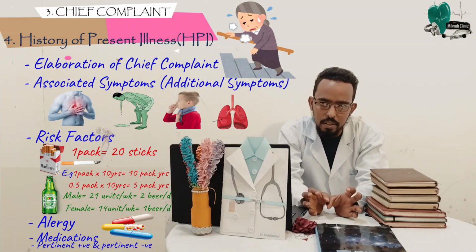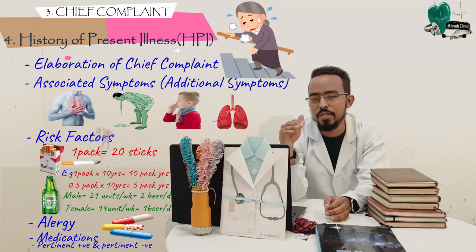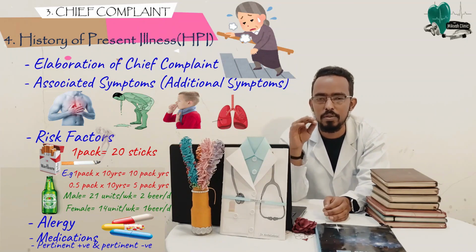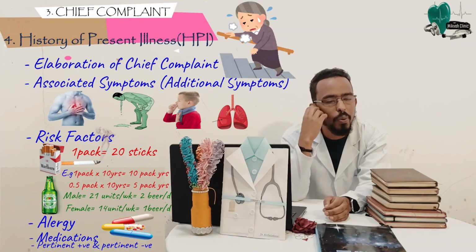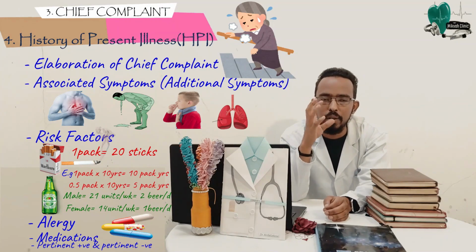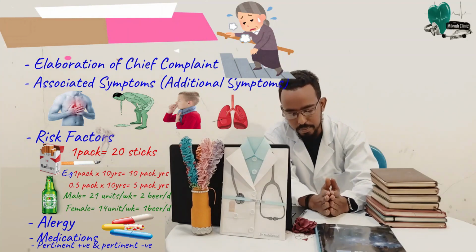After assessing these things in our HPI, finally, we will write our history as, otherwise he has no history of this, he has no cough, he has no vomiting, he has no diarrhea, he has no loss of consciousness, he has no abnormal movement, and the like. So we ask these things because they are pertinent negatives. So what are pertinent positive and what are pertinent negative? Let me give you a simple example.